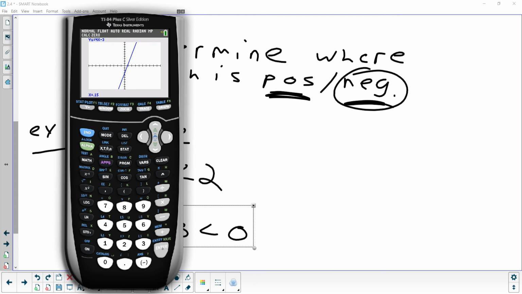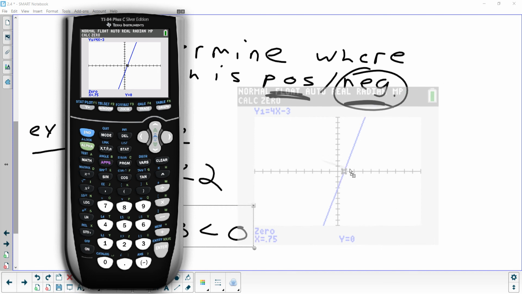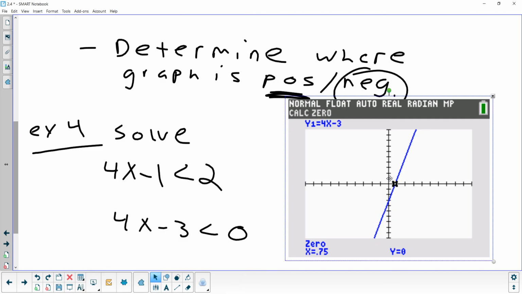So we pick a point that we know is to the left of the root, hit enter. Pick a point you know is to the right, hit enter. And the guess doesn't really matter because it only crosses the x-axis in one spot. So, if you did all that correctly, your calculator should say there is a root at 0.75.